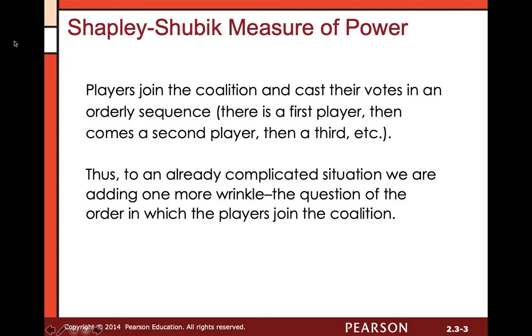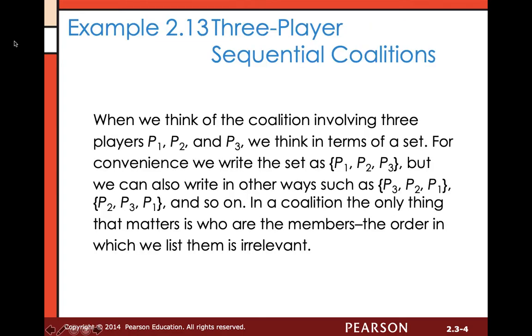So players join the coalition and cast their votes in an ordered sequence. There's a first player, then comes a second, then a third, and so on. Thus, to an already complicated situation, we're adding one more little wrinkle: the question of the order in which the players join the coalition. So let's look at this in a three-player sequential coalition.